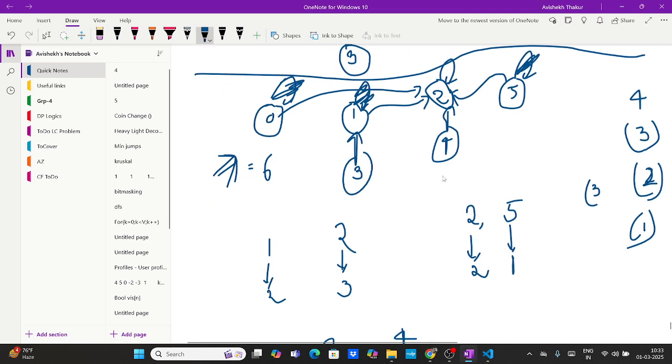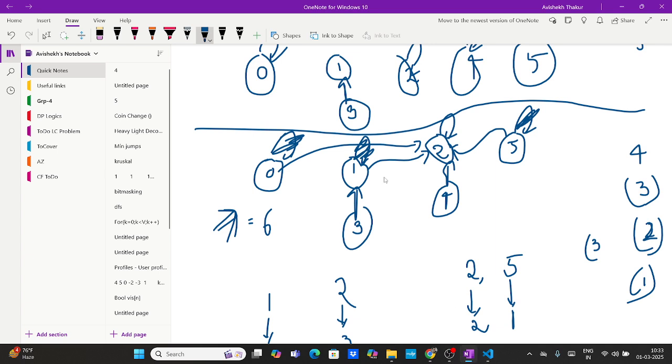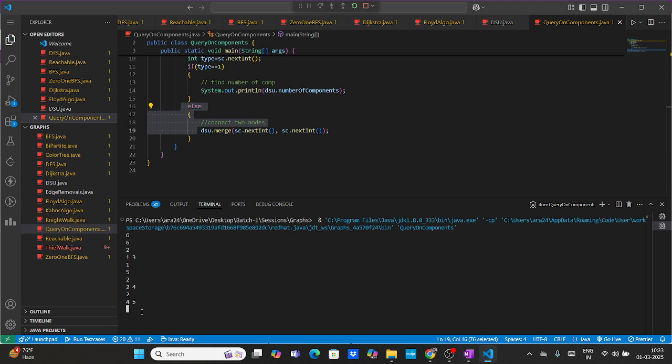What do we merge now? 2 4. I am taking the type as 2, 2 4. Again type 2, and let's say we merge 4 5 now. If you see, we merged this thing. So how many components should there be now? Did we get 3? Yes. So it's giving the perfect answer. And can you see how fast we are getting it? This is constant time, right?